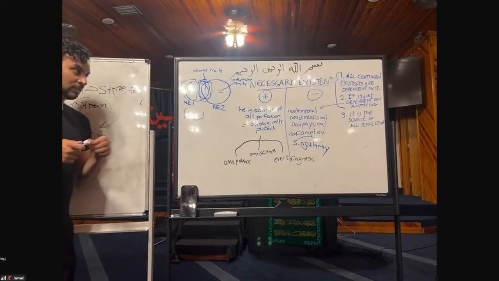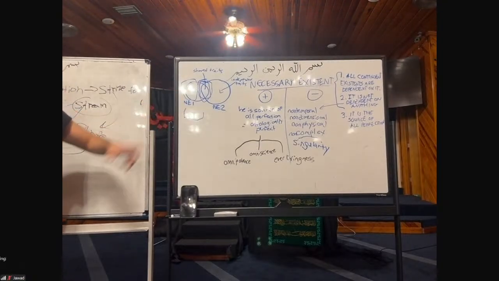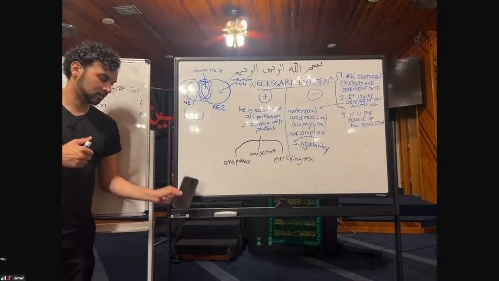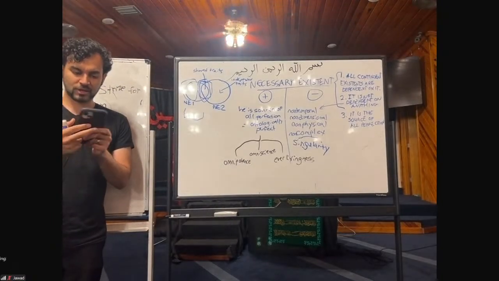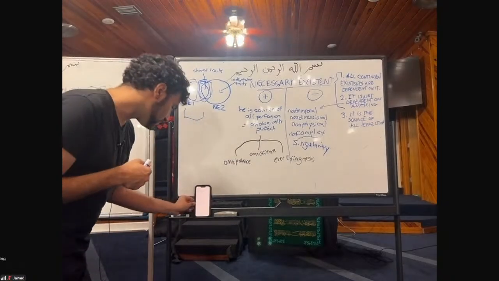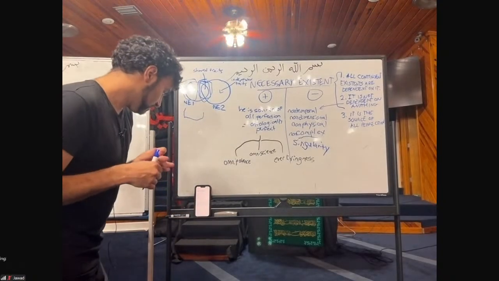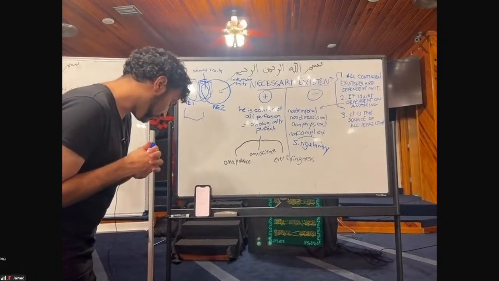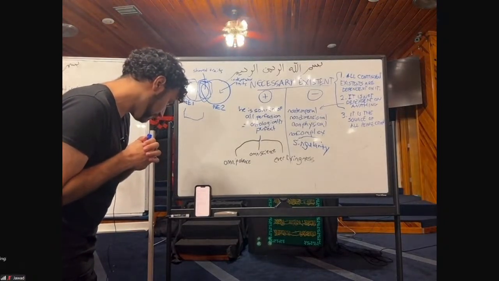Okay. So this is how you prove Tawheed from the necessary existent, right? This concept of necessary. Let me see, how much more time do we have? Do we have a lot? Okay. No, that's okay. This is hopefully important, so I'm trying to take my time to explain it.